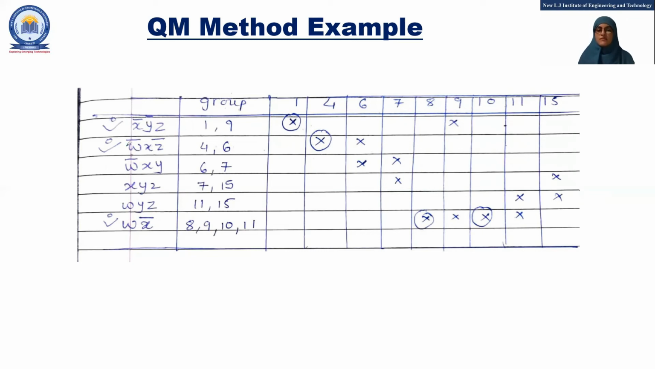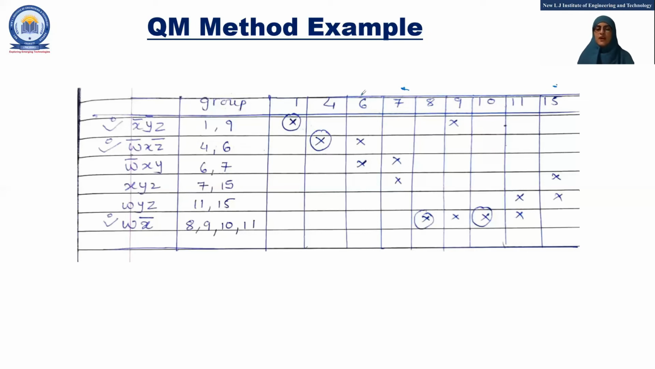So these three terms will be our essential prime implicants. So these terms include 1, 9, 4, 6, 8, 9, 10 and 11. Two terms from this table are still remaining, which are 7 and 15.